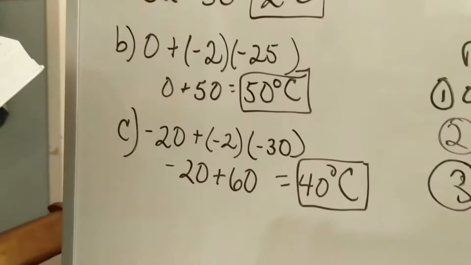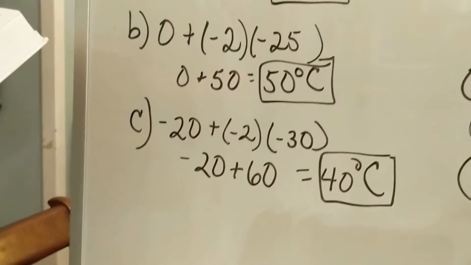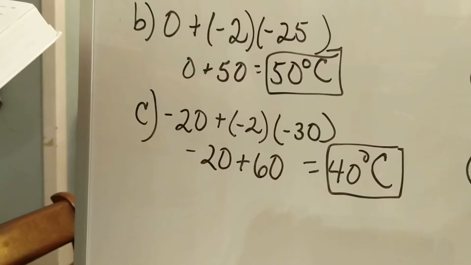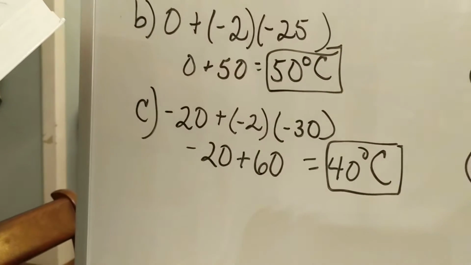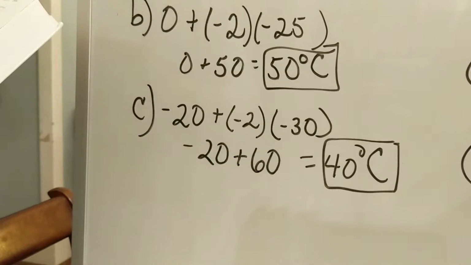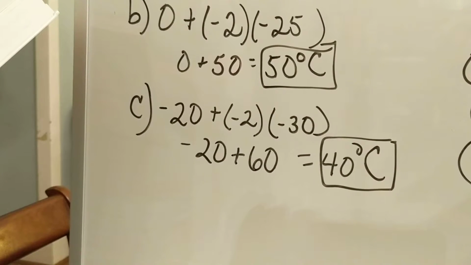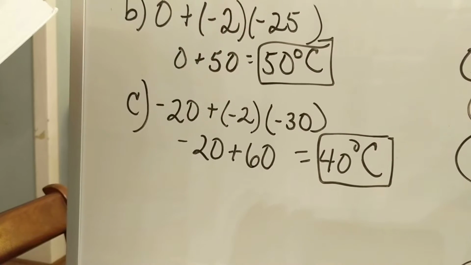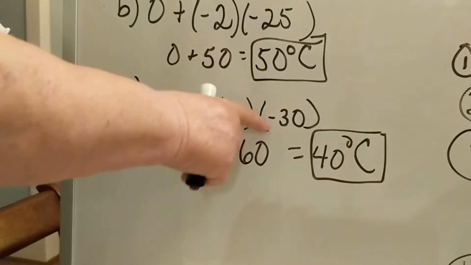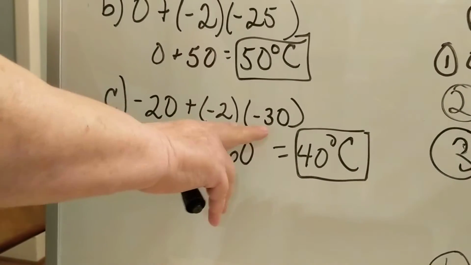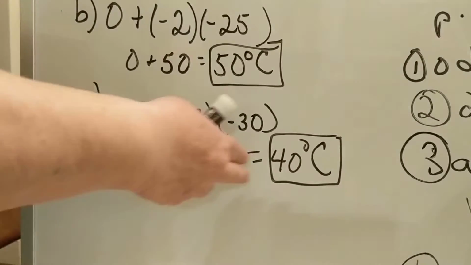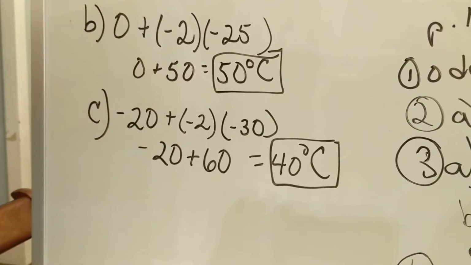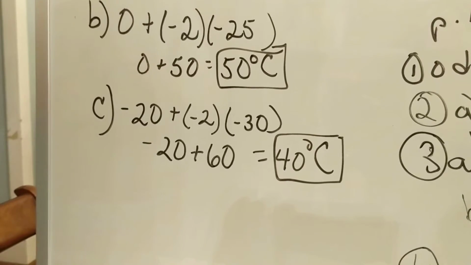All right, and C, the temperature at 8 p.m. is -20 degrees, and it has dropped 2 degrees Celsius. That's why -2 is dropped. What was it at 7:30? And that's 30 minutes ago, so minus 30. And that is -20 plus, if we're working backwards, 60. And it was 40 degrees 30 minutes ago.